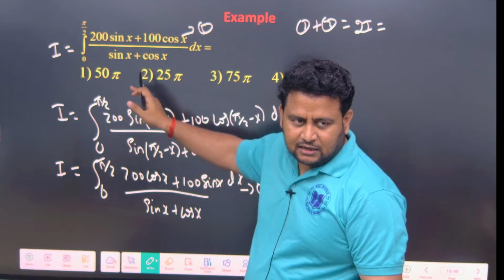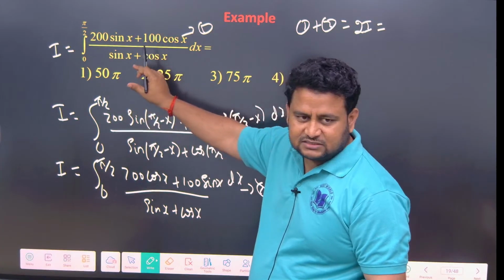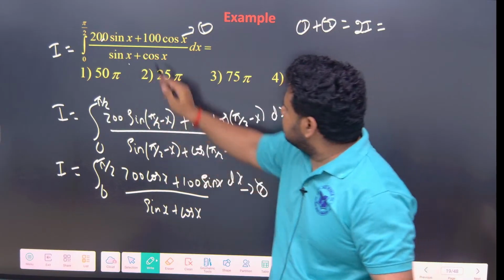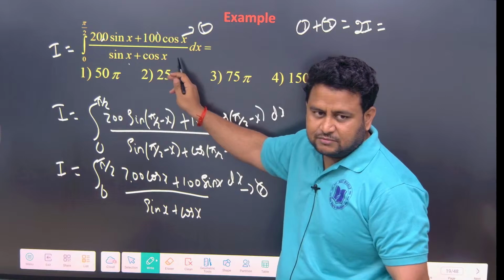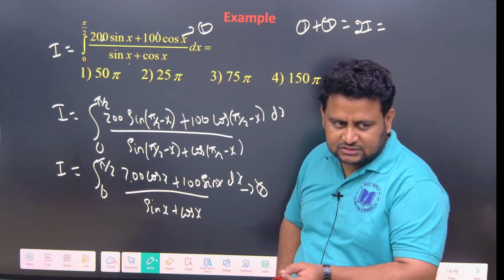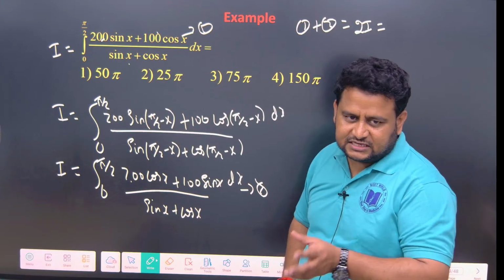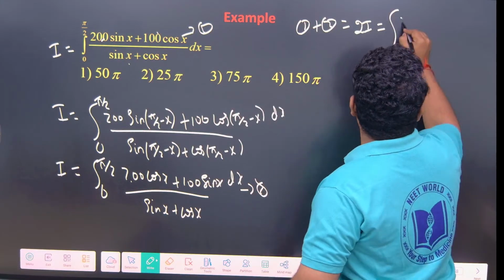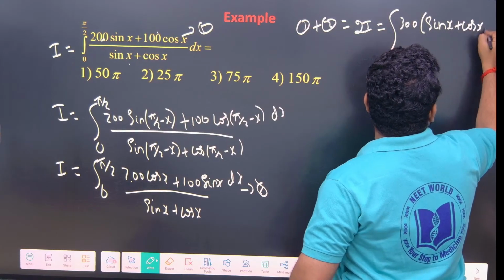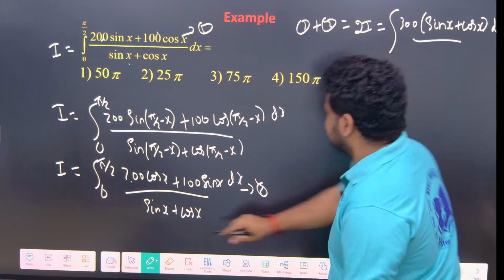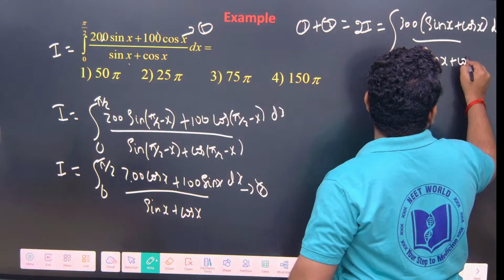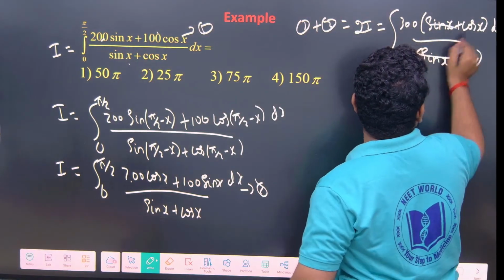Shinidhi, understanding? So I am considering sin x: here 200, here 100. If I add, it is 300 sin x. If I take cos x, this will become 300 cos x. So it is 300 sin x plus 300 cos x. I can take 300 outside: 300 sin x plus cos x. This will become the integral of 300 times sin x plus cos x dx, divided by the denominator, which is the same, sin x plus cos x. So this will cancel. So I will have what?